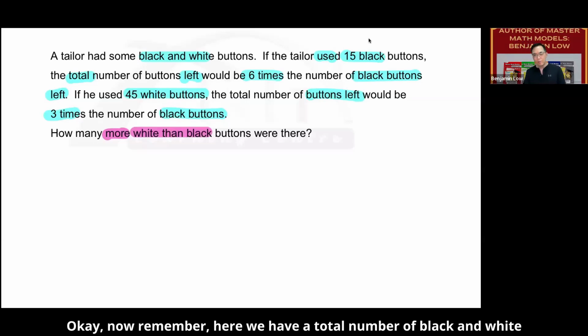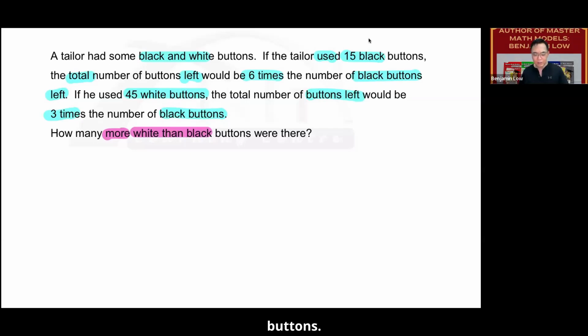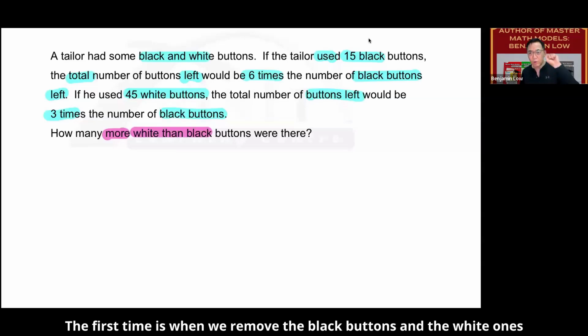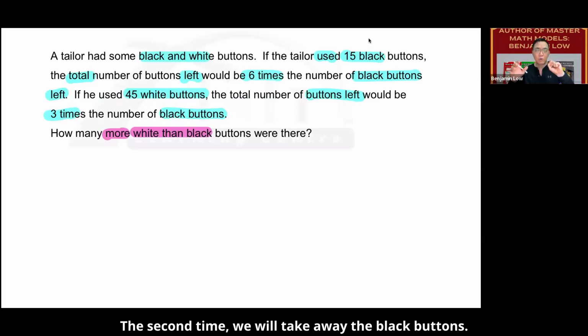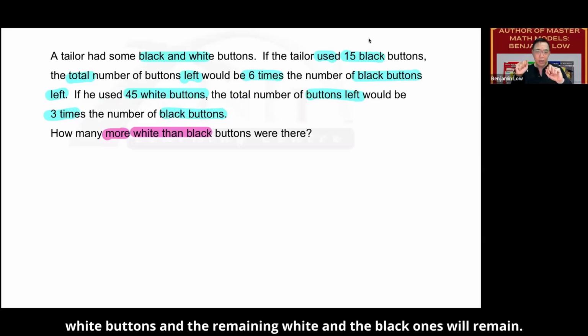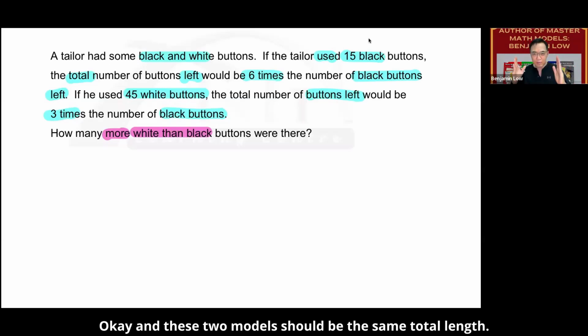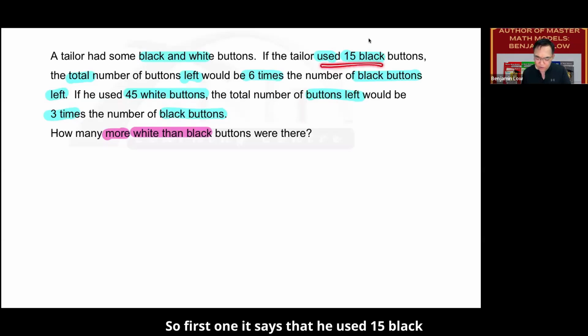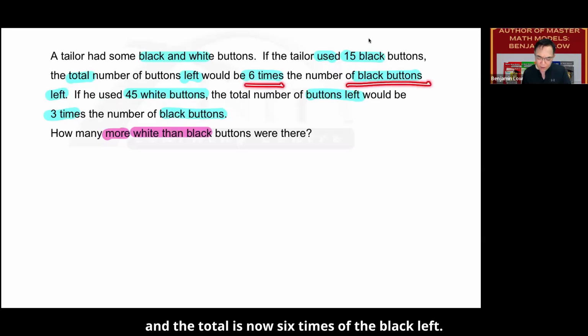Okay, now remember, here we have a total number of black and white buttons. So when we draw a model, we're going to draw it twice. The first time is when we remove the black buttons and the white ones will remain. The second time, we will take away the white buttons and the black ones will remain. Okay, and these two models should be the same total length. That's why it's total unchanged. Okay, so let's begin. So first one, it says that he used 15 black and the total is now 6 times of the black left.